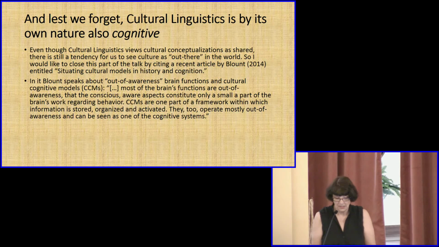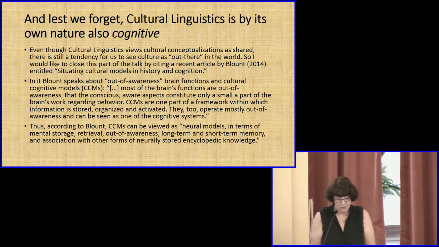Cultural cognitive models are one part of a framework within which information is stored, organized, and activated. They too operate mostly out of awareness and can be seen as one of the cognitive systems. Thus, according to Blount, cultural cognitive models can be viewed as neuromodels in terms of mental storage, retrieval, out of awareness, long-term and short-term memory, and association with other forms of neurally stored encyclopedic knowledge.